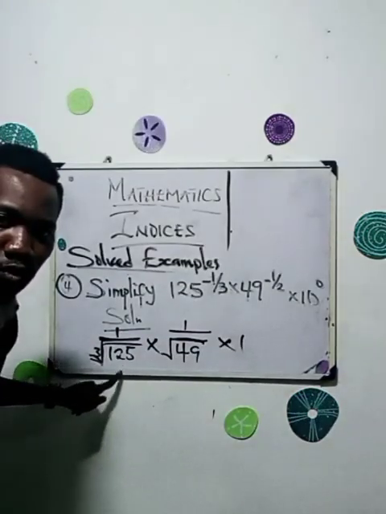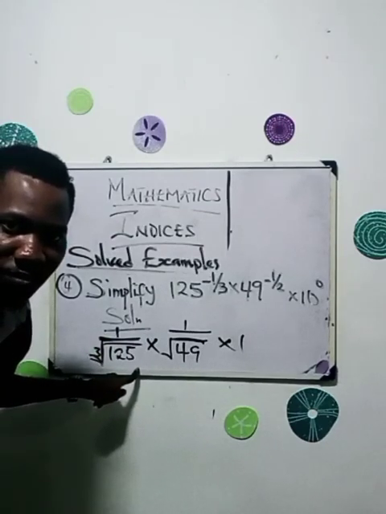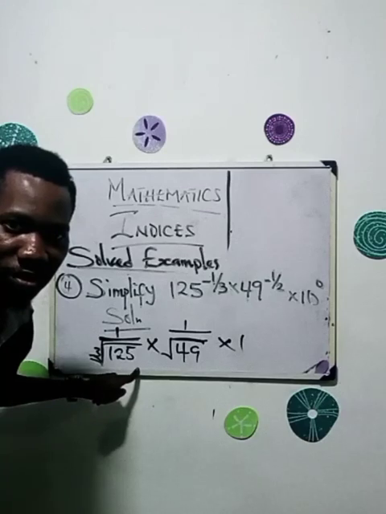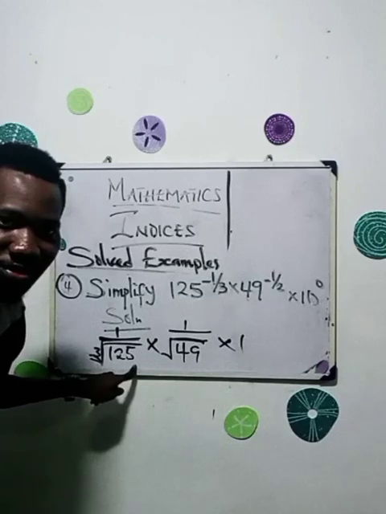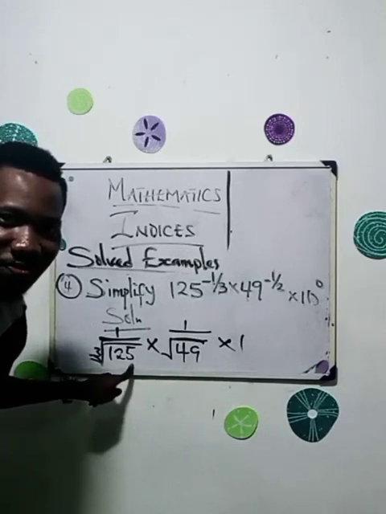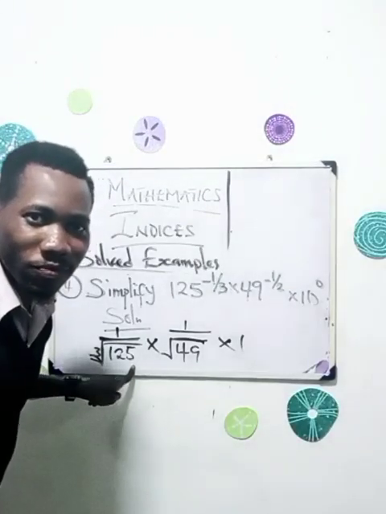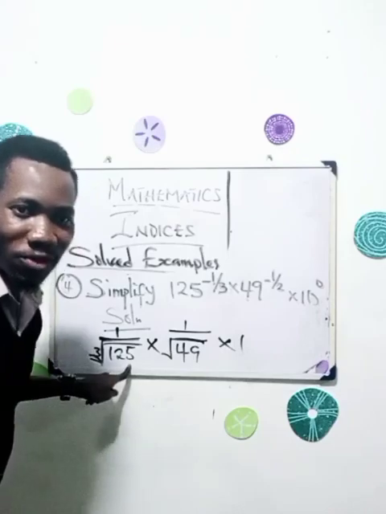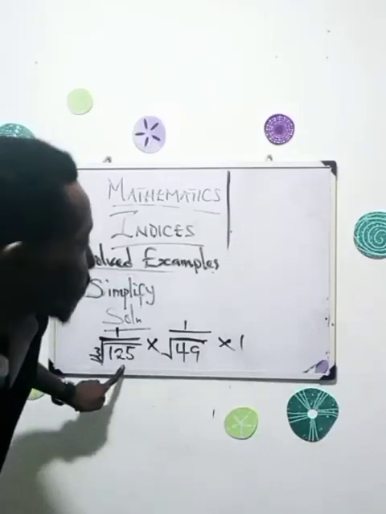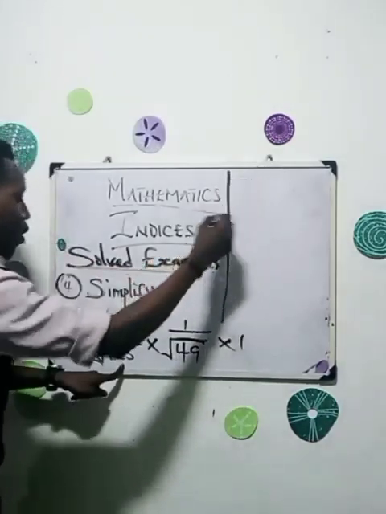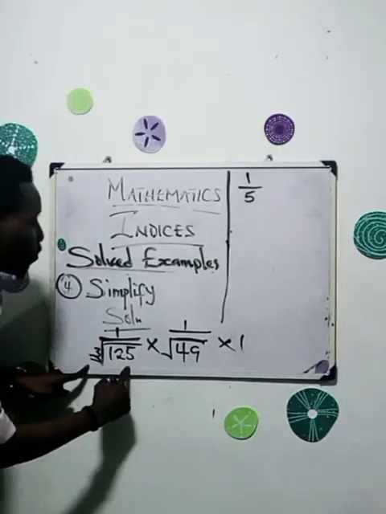The next question: what is the cube root of 125? The cube root of 125 is 5. Good, thank you. So we have 5 as the cube root of 125. So this is 1 over 5, because we have 1 over the cube root of 125.